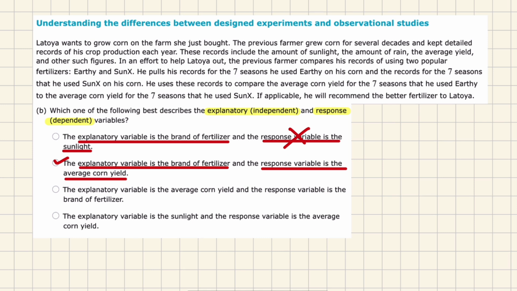And looking at the other options, we have the explanatory variable is the corn yield. We've already determined that's response. And the last option, the explanatory variable is the sunlight, and the response variable is the average corn yield. While this combination could be possible, it doesn't say anything about the brand of fertilizer that we're trying to study. So this would also be incorrect.